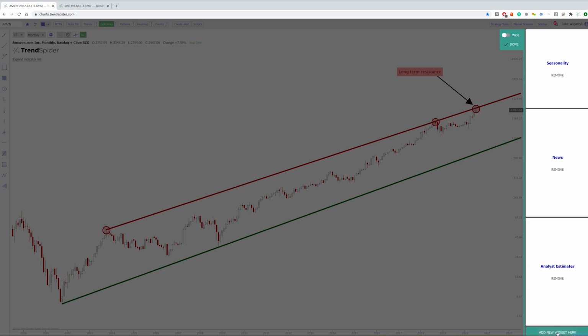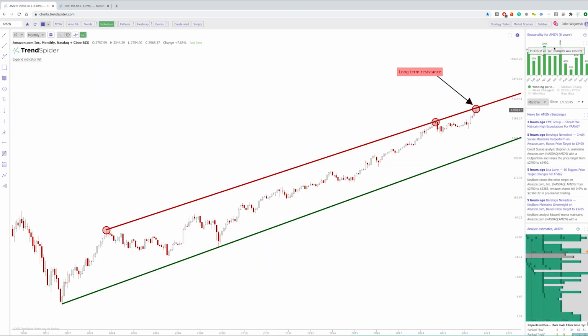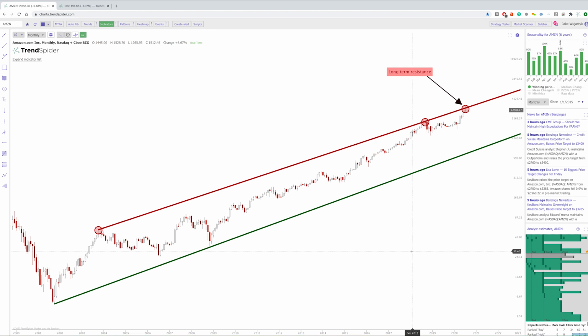So in this case, add new widget here, and then you can see you can add alerts, your notes, seasonality, which is already up there, and then you can add your watch list or scanner as well. So we're just going to focus on these three things today, and the first thing I want to touch on is technical analysis. Obviously, we're looking at a chart here.